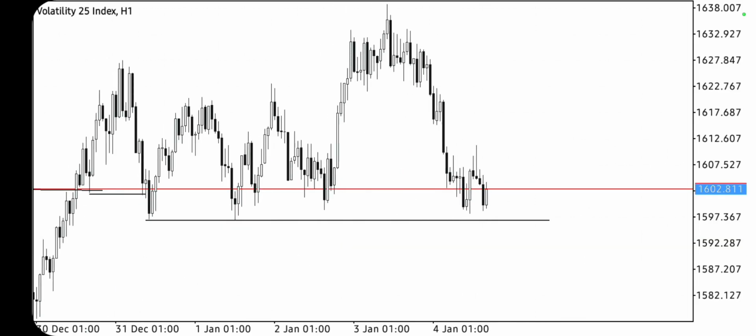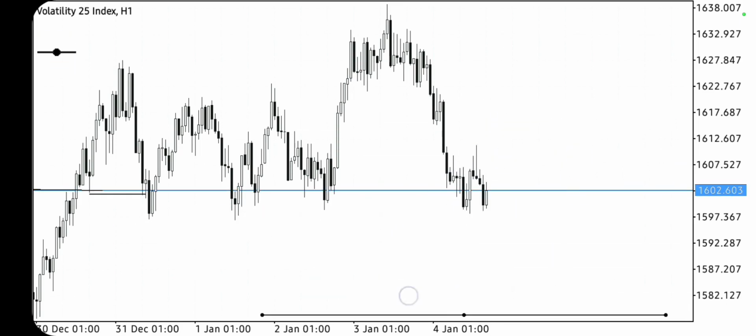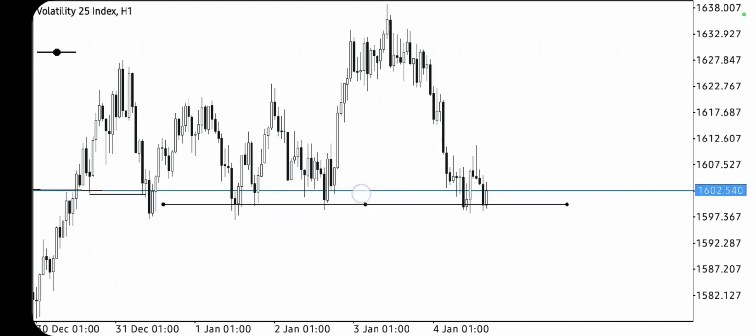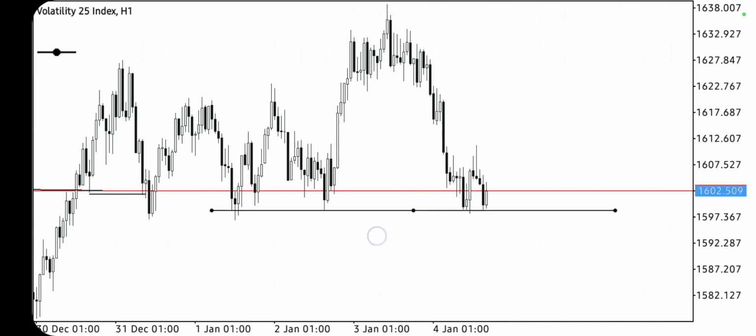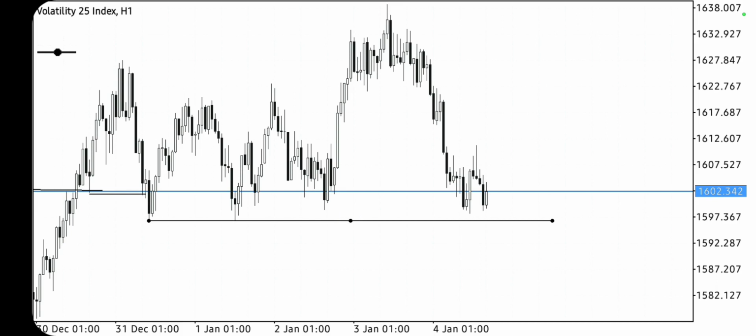So if we violate this low, it simply means we should be looking for a continuation of sell move to the downside, because we already have an inducement here. So we can now start looking for a continuation of sell move after breaking this. But if the market does not break this, we are not looking for a sell move yet.